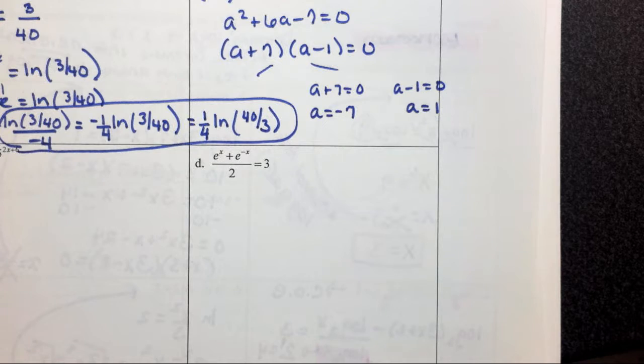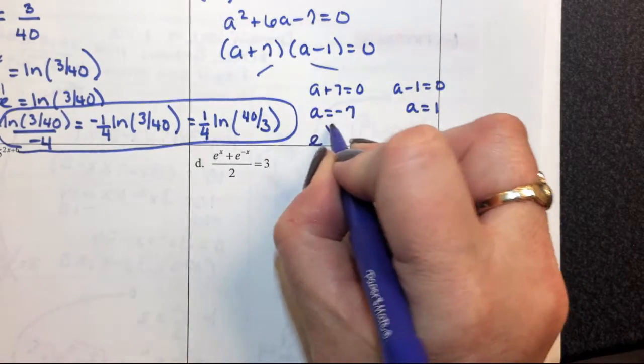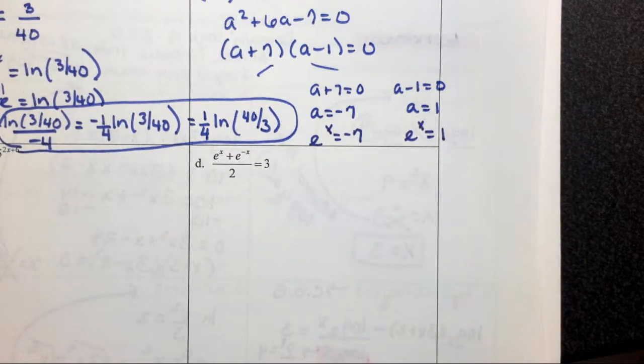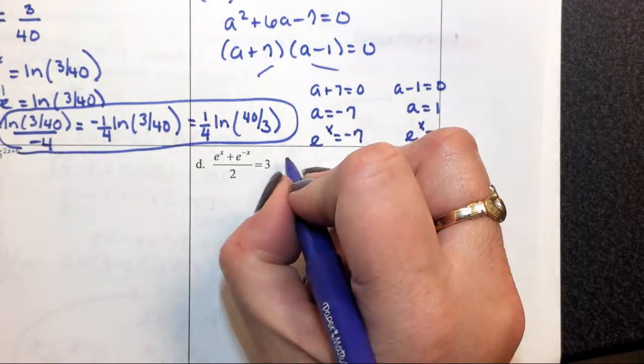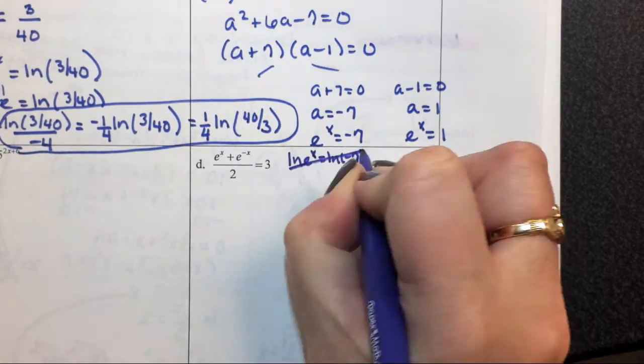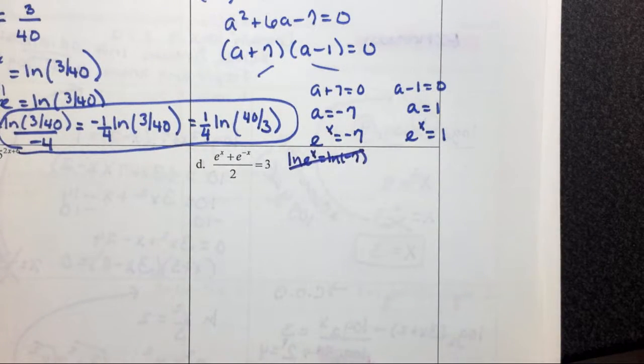Now, what did we say a was equal to? A was equal to what? E to the x. So e to the x equals negative 7. E to the x is equal to 1. So how am I going to solve this e to the x to the negative 7? You're going to have to take the what? Natural log. Are you going to have a problem? What's your problem? Can't be negative, so there's no solution to that factor.